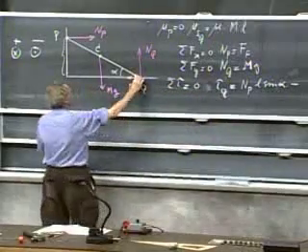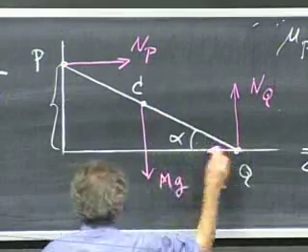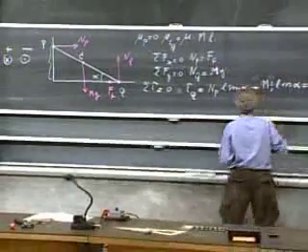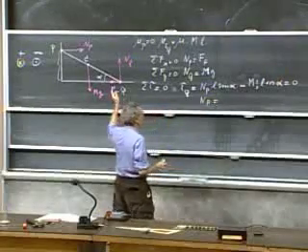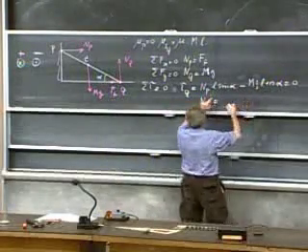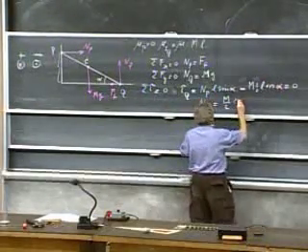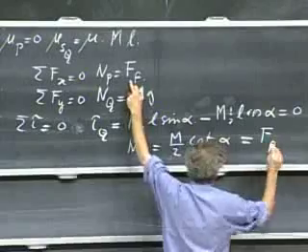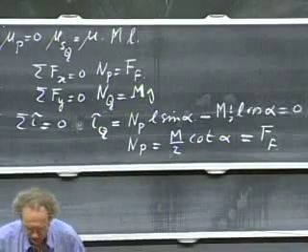Now I need the cross product between the position vector and mg. That is the length here, which is 1/2 L cosine alpha, times mg. So mg times 1/2 L cosine alpha, and that now must be 0. So I find that N_P, the normal force at point P, I lose my L, equals M divided by 2 times the cotangent of alpha, and that must be the frictional force.